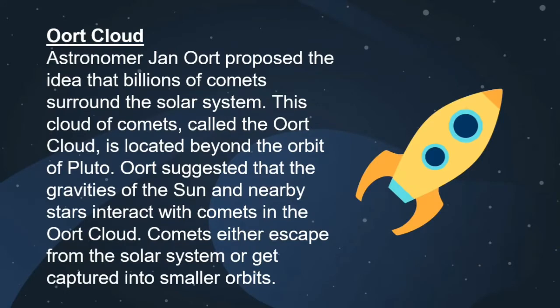Oort Cloud. Astronomer Jan Oort proposed the idea that billions of comets surround the solar system. This cloud of comets, called the Oort Cloud, is located beyond the orbit of Pluto. Oort suggested that the gravities of the Sun and nearby stars interact with comets in the Oort Cloud. Comets either escape from the solar system or get captured into smaller orbits.